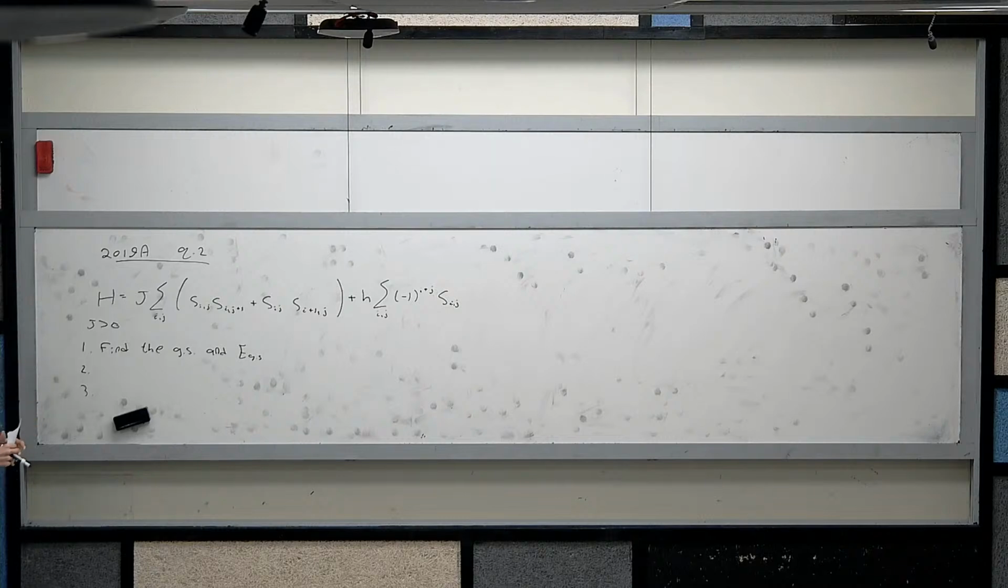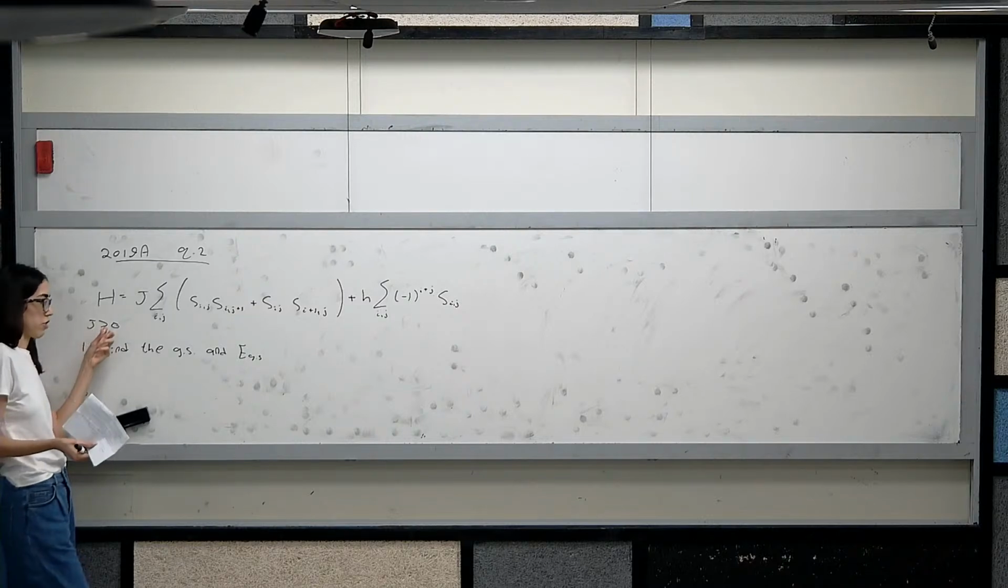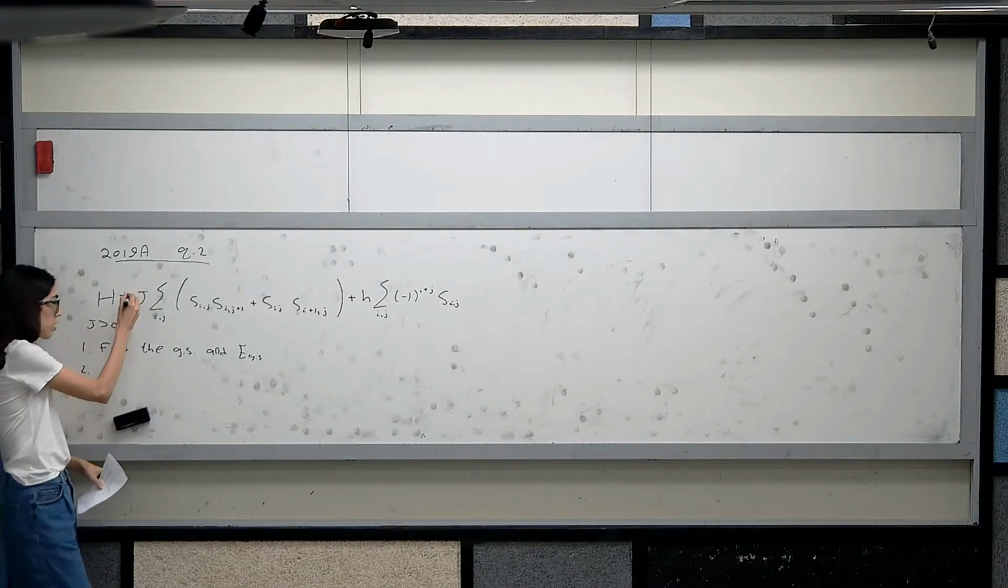No, we usually have a minus here. So J is usually larger than 0 in the questions that we saw. We just usually have it like that.